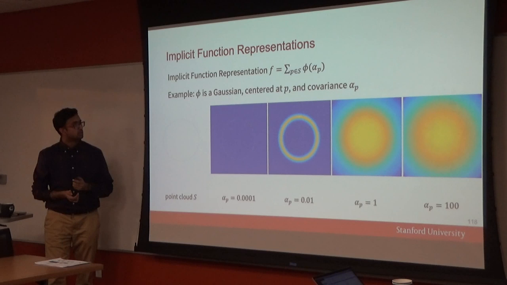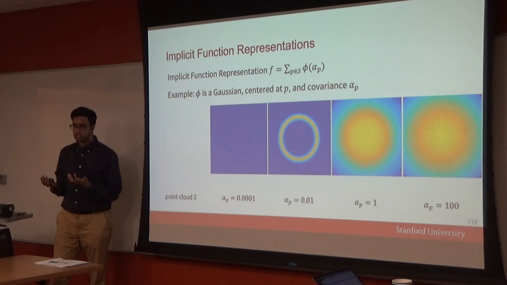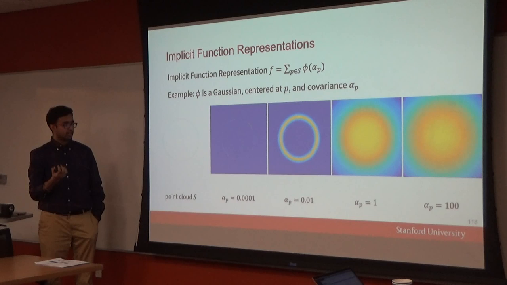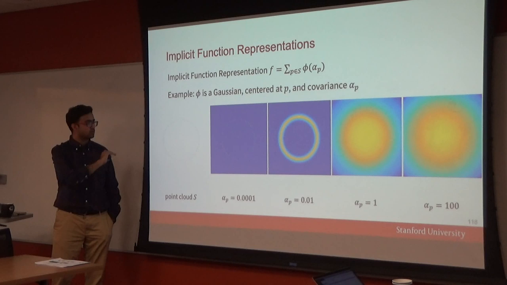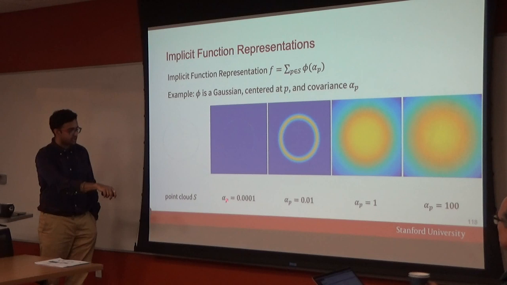So given a point cloud such as this, how does one complete such a point cloud? How does one have an implicit function representation for a point cloud? One thing we can do is just throw Gaussians around each of these points. But Gaussians are inherently dependent on their variance or covariance. So let's just assume that we have equal covariance on all the Gaussians on all of these points. If we throw these Gaussians around each of these points for a very small covariance, very small variance, you see that these are a number of disconnected components.